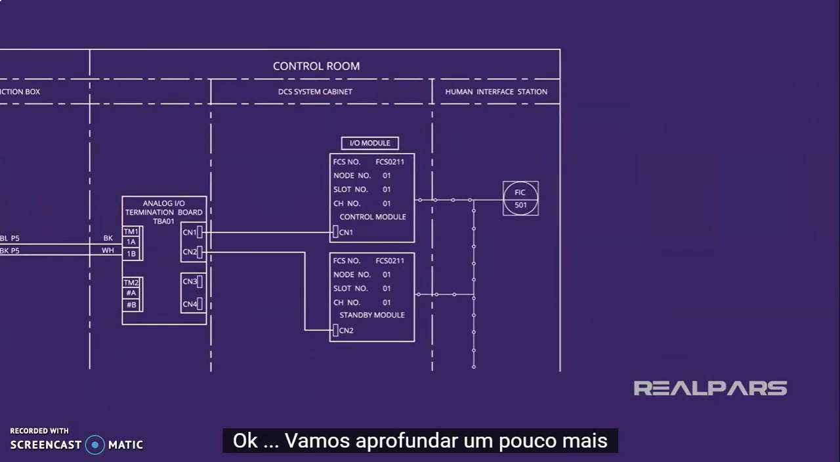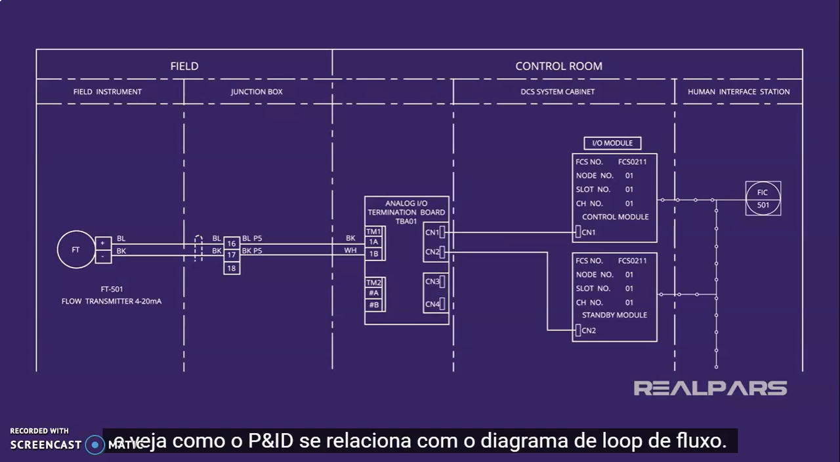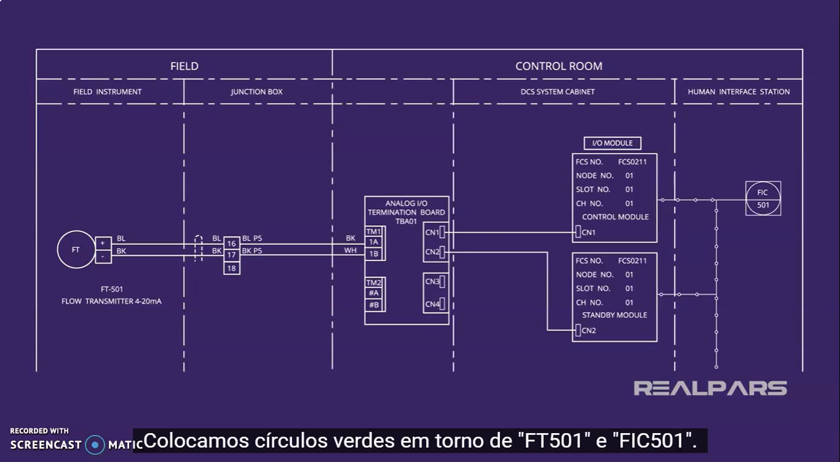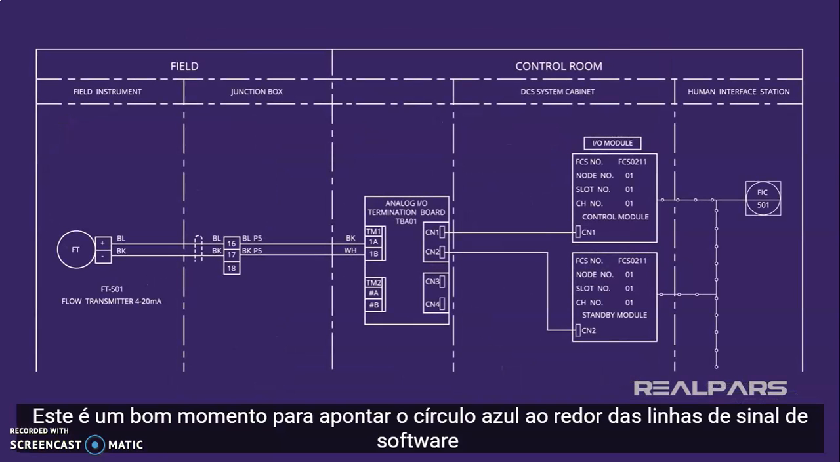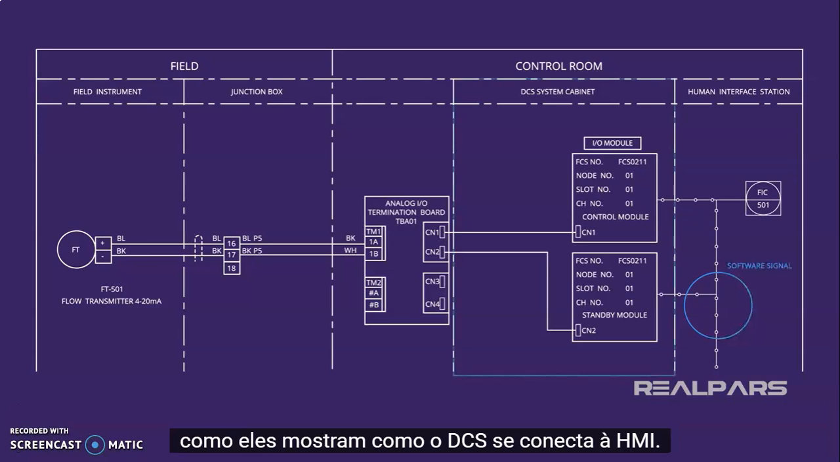Okay, let's drill down a bit deeper and look at how the P&ID relates to the flow loop diagram. We place green circles around FT501 and FIC501. Referring back to the P&ID, you'll see that FT501 is a flow transmitter in the field, and FIC501 is a shared control in the DCS. This is a good time to point out the blue circle around the software signal lines, as they show how the DCS connects with the HMI.